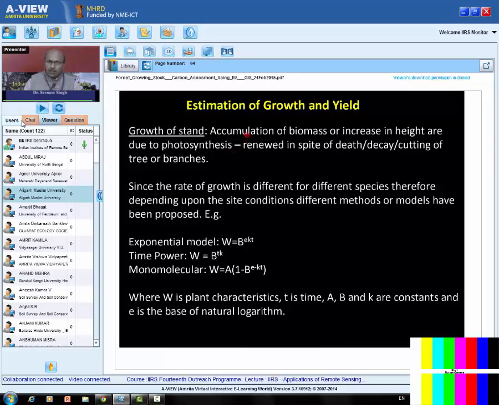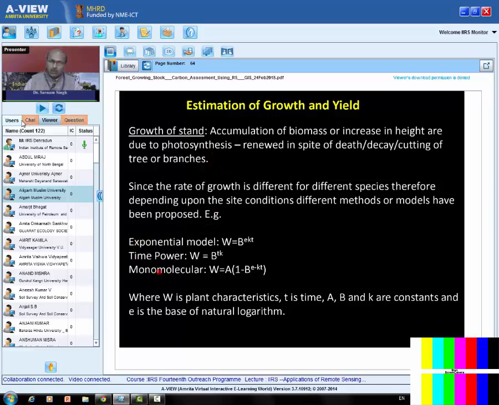So let us see what the other factors are. Growth of a stand, that is the accumulation of biomass or increase in height, is due to photosynthetic activity. In spite of all these things, the photosynthesis keeps on, but a lot of removal also takes place in terms of the death of trees, decay of trees, cutting of trees, or fuel wood extraction and all that. So that also has to be accounted for.